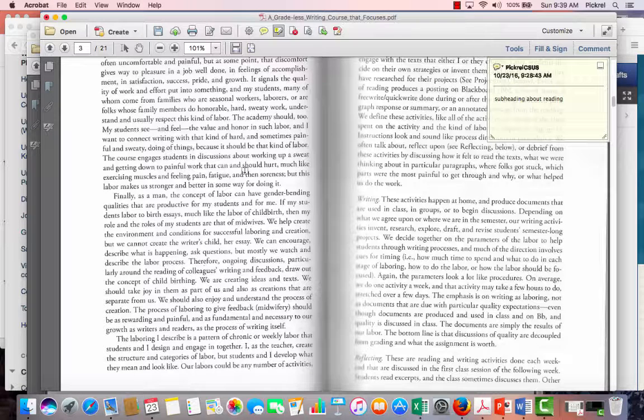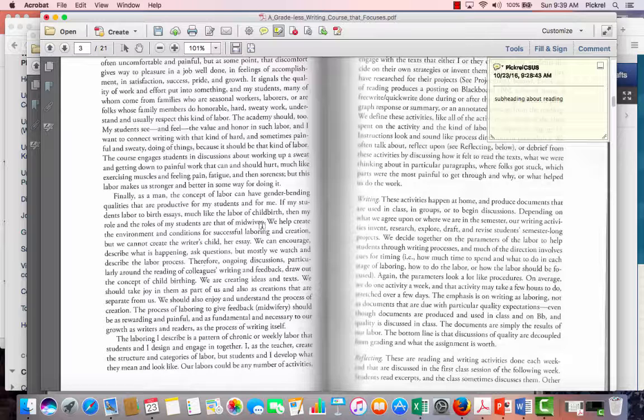Beyond this, we might look more closely at the way the author words sentences and information to connect with the reader. And so if we take a particular sentence or group of sentences, we can see how that's working. Here in this paragraph: "Finally, as a man, the concept of labor can have gender-bending qualities that are productive for my students and for me. If my students labor to birth essays much like the labor of childbirth, then my role and the role of my students are that of midwives." So he's using some analogy here, which for maybe an article about writing works well.